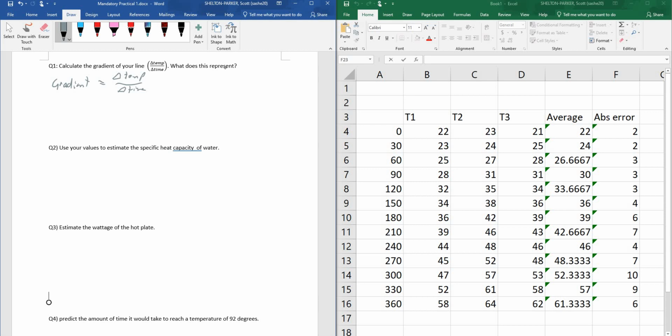And how do we put heat energy into the water? So the hot plate? And that hot plate would have had a certain amount of joules per second. Or in other words, it's watts. So essentially, the gradient is going to show us how many watts we were pumping into that over time. So for me, with my data, where would I find the change in temp?